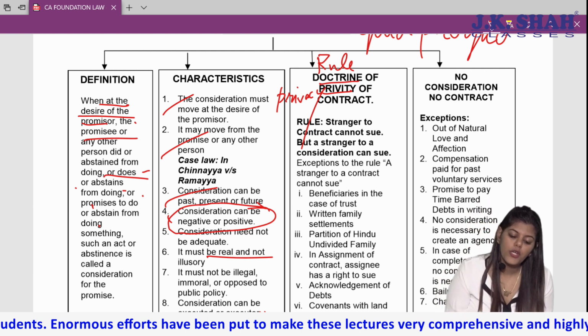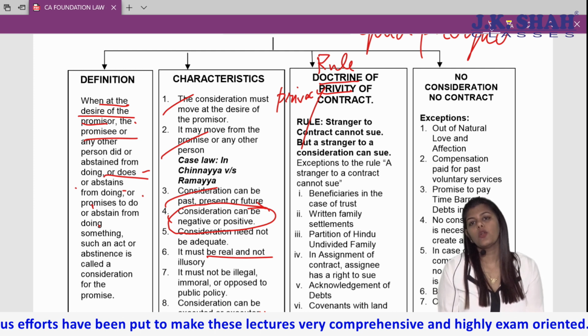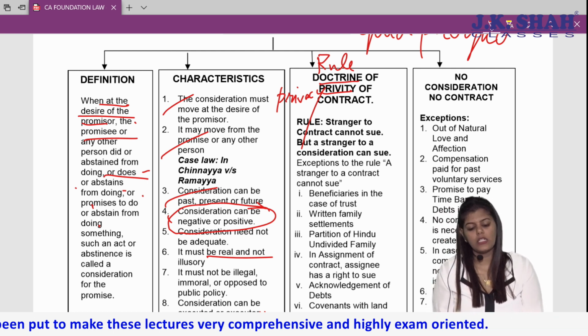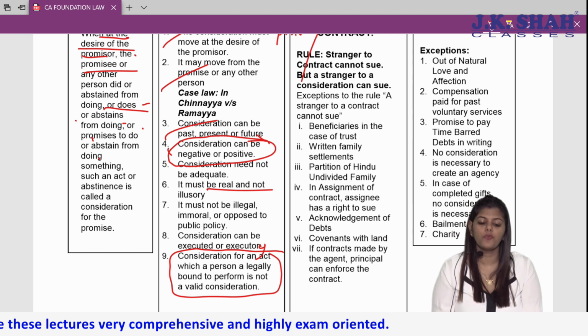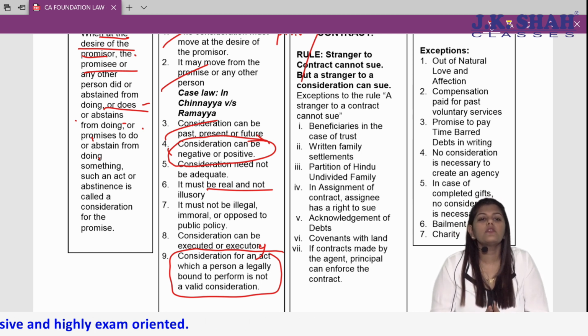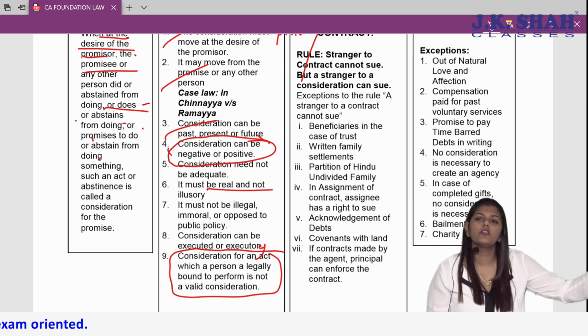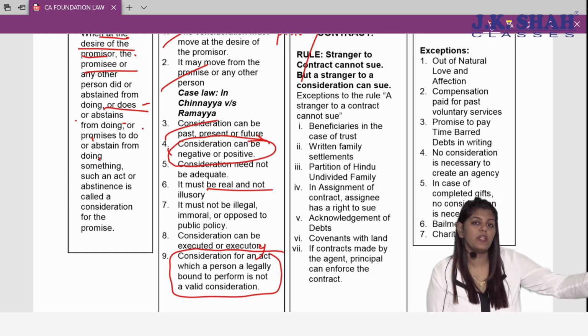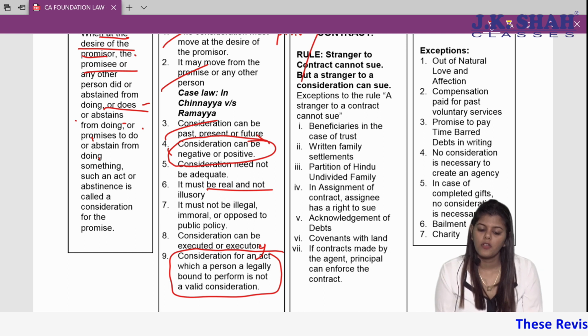Exceptions to the rule, stranger to contract cannot sue. Normally an outsider cannot sue, but in these 7 exceptions, he has a right to sue. If you are a beneficiary, then you have a right to sue. It means we both are contracting, but the benefit is received by someone else. That means he is a beneficiary. He has a right to sue you.